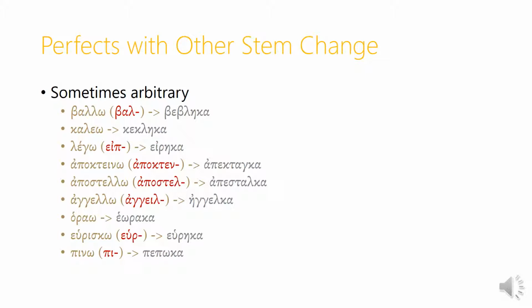Angelo, which uses the angel stem in the aorist, becomes angelka, and the stem there is angel. Horao in the perfect becomes heoraka. Hurisco, instead of the aorist stem hur, uses a hura stem, so we have hureka in the perfect. And pino, instead of using a p stem like the aorist, uses something like a pa stem, probably with an omicron, and we end up with the form pepoka in the perfect.